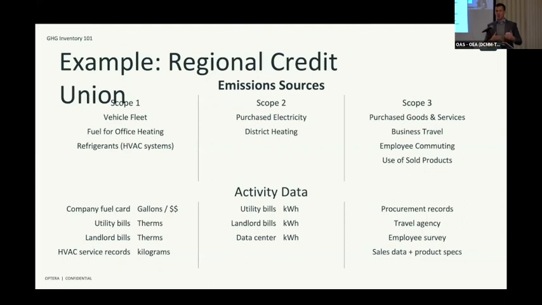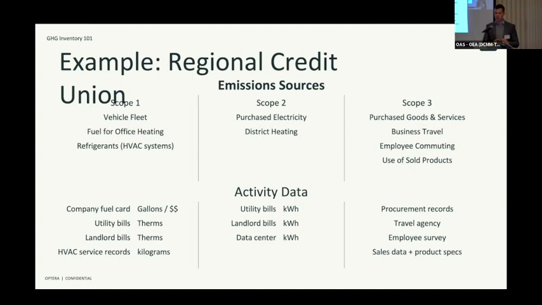Okay. Could be the engineering team, the ops team, maybe the real estate team that has helped define what the emissions sources are. So they've helped us understand that they have a vehicle fleet. Okay, so we know we have gasoline, or maybe it's diesel in those vehicles. We know we have that. We have fuels for office heating and water heating.